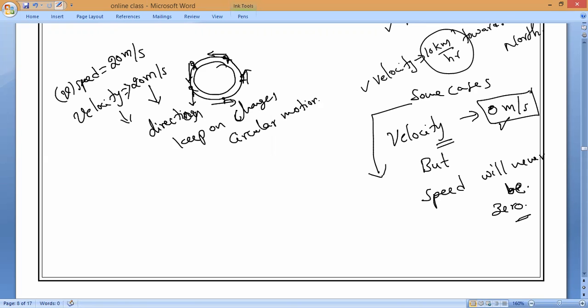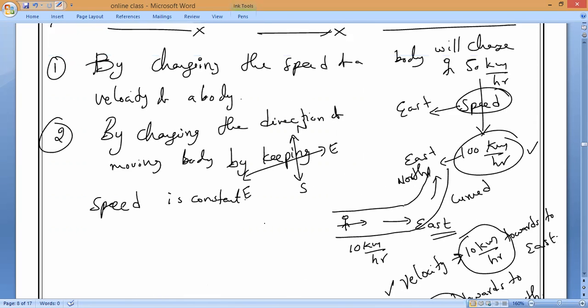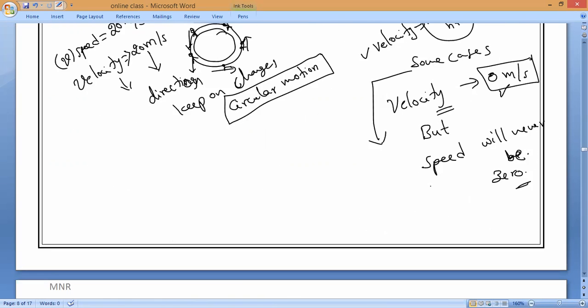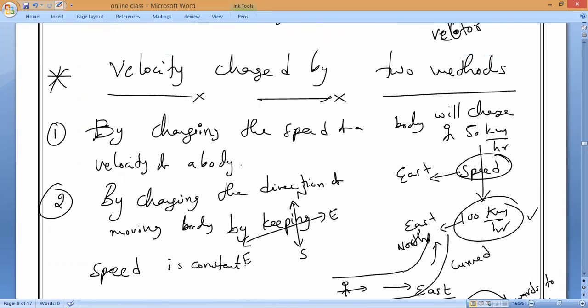When the body is in circular motion, speed may remain constant, but is the velocity constant? Please respond. Is the velocity constant, Danishkar? No, sir. Yeah, that is what you have to remember. So speed will never be zero, but velocity becomes zero in certain cases. So these are the two methods of how we can change the velocity of a body. First, by changing the speed of a body. Second, by changing the direction of a moving body by keeping the speed constant. These are the two methods.